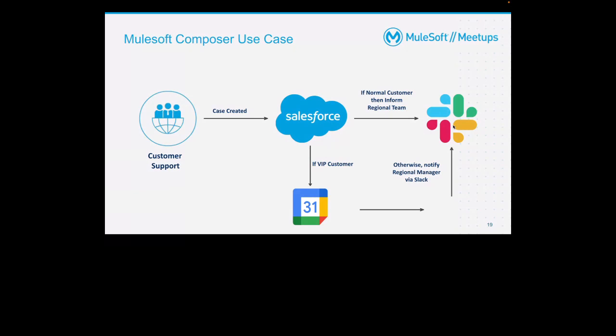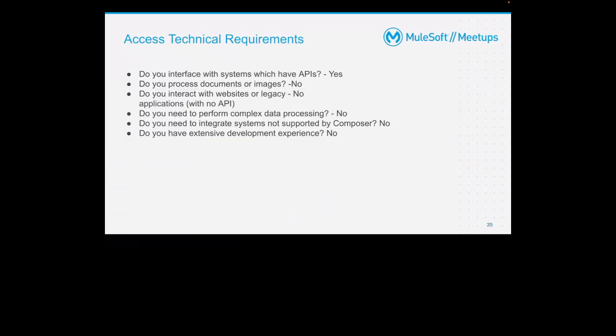Third thing, do you interact with websites or legacy applications? No. If this was legacy applications with no API exposed, then I would have used MuleSoft RPA, because RPA doesn't require an API interface. You need to have a dedicated VM for these RPA bots to run, and with the help of RPA Manager, you can also monitor and check if there are any errors in the MuleSoft RPA bot processes.